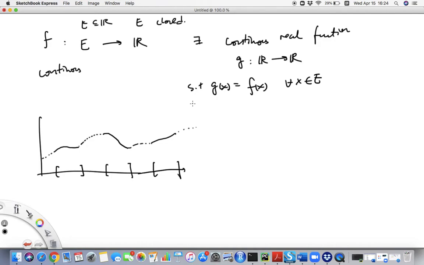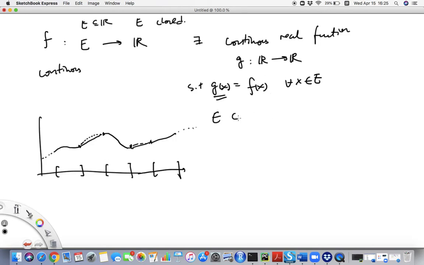All right, so how do we construct such a g? The most naive thing to do is to connect these two endpoints with a straight line, and so on and so on. Then such g is a continuous function, obviously, but you have to prove that. So I'm just going to provide a sketch.